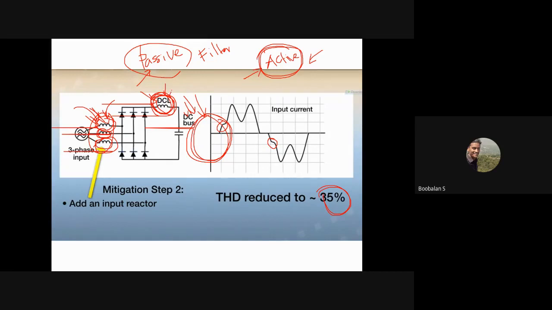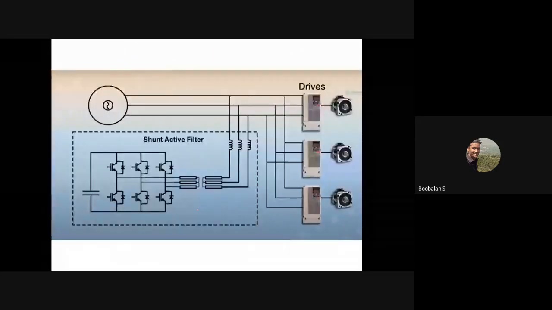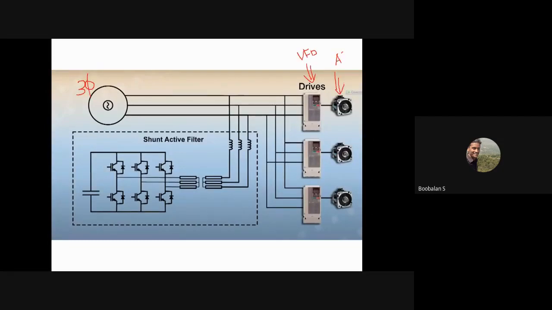We have already clearly discussed these things in our previous semester, in power quality. Anyway, I'm just going to recall it once again. We are going to go with a shunt active filter. So we'll move on to active filters. You could see this is my three-phase power supply, and these are my drives. These are called VFD drives, variable frequency drives. These are my AC servo motors. We have three AC servo motors.